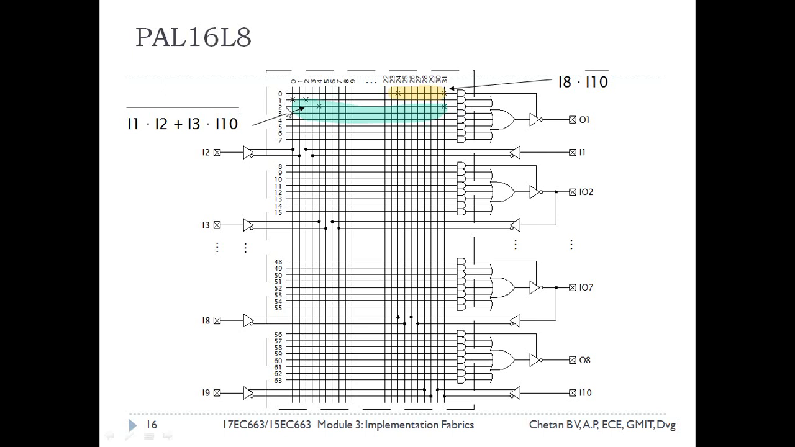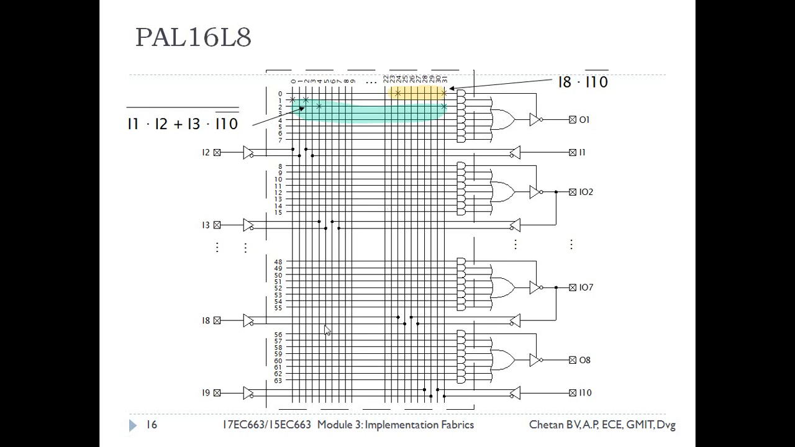The horizontal lines represent the product terms. At the end of each horizontal line, there is an AND gate which represents that a product term is formed for each horizontal line. At the output port of one structure, we have an OR gate which combines all the product terms to form a sum of product expression.